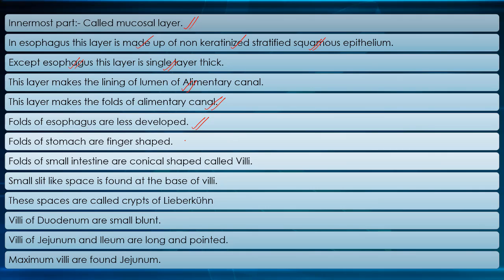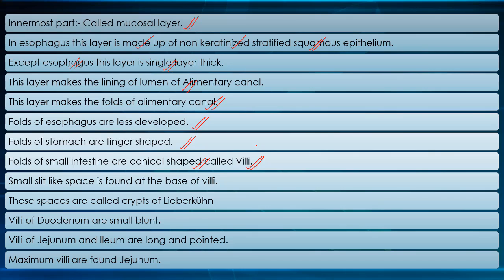Folds of the stomach are finger shaped. Folds of the small intestine are conical shaped, called villi. So folds of the stomach are finger shaped, folds of the esophagus are less developed, and folds of the small intestine are conical shaped, which are known as what?